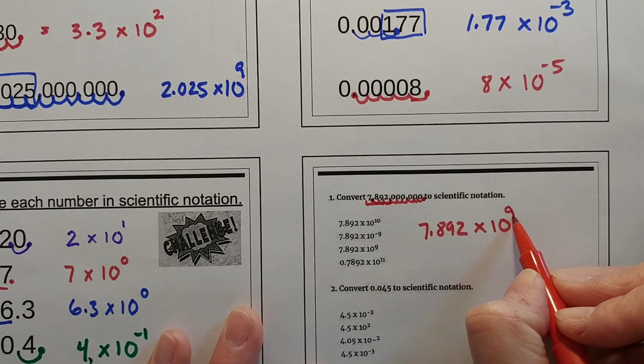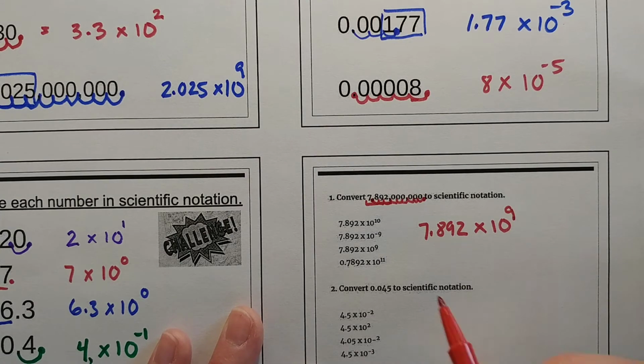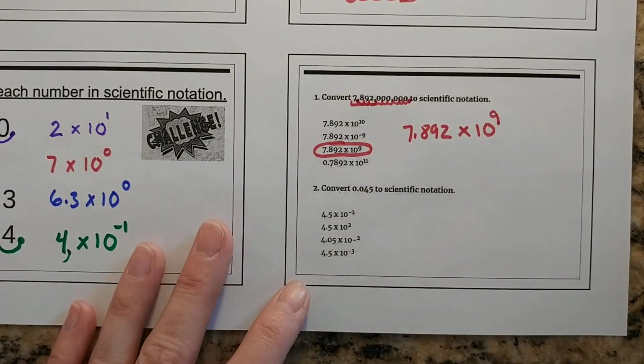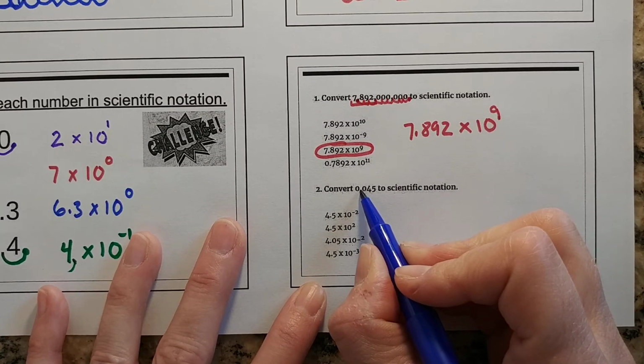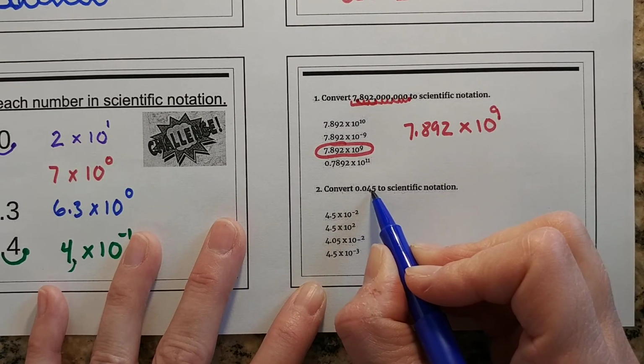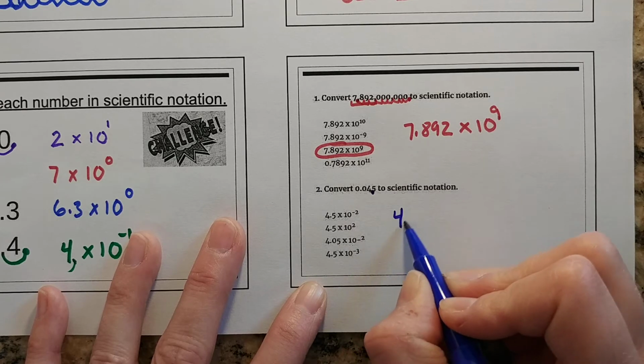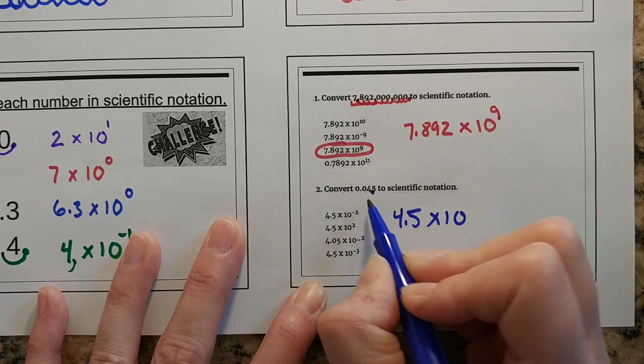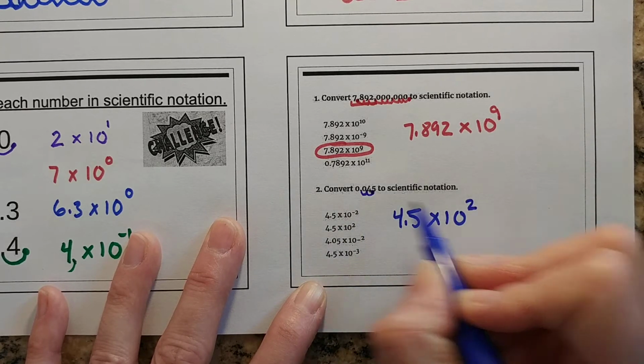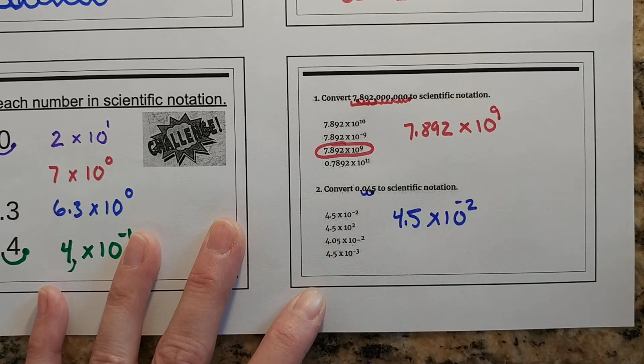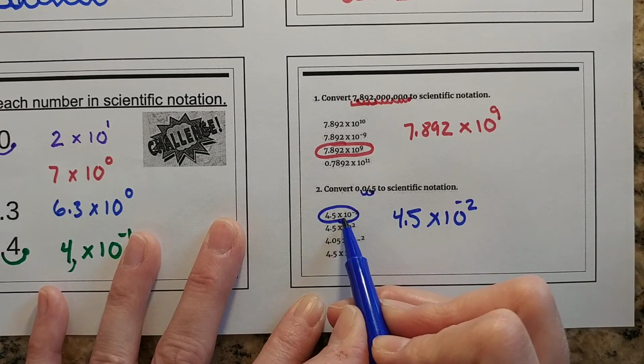9 places. Looks like the answer would be this one. Okay, next one. Decimal points right here. I want it to move in between the 4 and the 5, so it says 4.5. It moved once, twice. But remember, this is a small number, negative exponent. Answer would be this one.